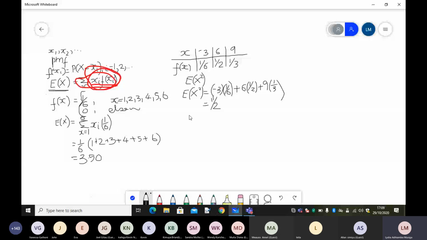Okay, oh dear, what did I get there? Is this expectation of X squared or is it expectation of x? This is expectation of x, the summation of x f of x. So now we can look at expectation of x squared.